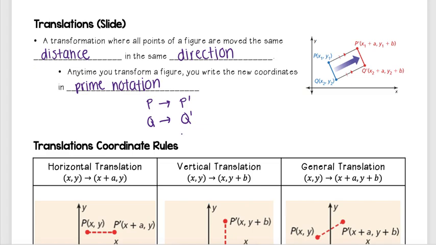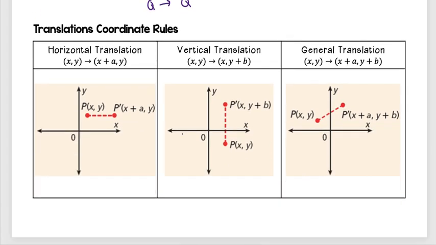And so we have some translation coordinate rules for these. A horizontal translation, I am only adding a number to the x coordinate. And so like here I had my original point, my pre-image P(x, y), and then my image P prime (x + a, y). For a vertical translation, I only add or subtract a number from the y coordinate. So my x coordinate stays the same, but my y is added or subtracted. And then a general translation will add numbers to both the x and the y coordinate.